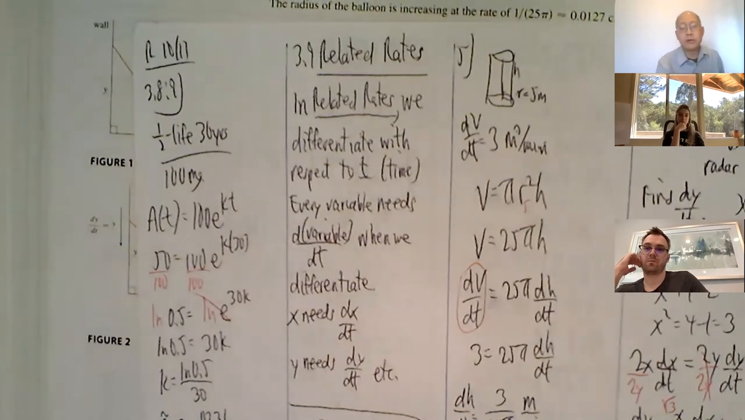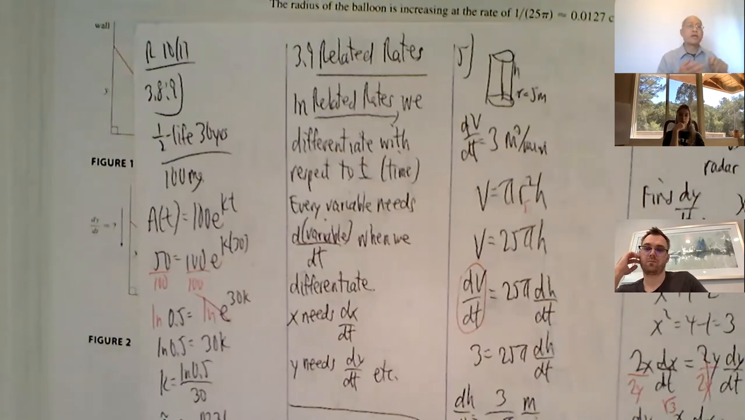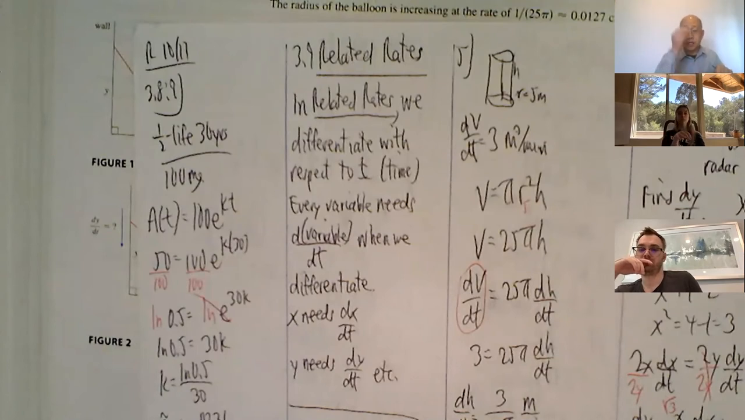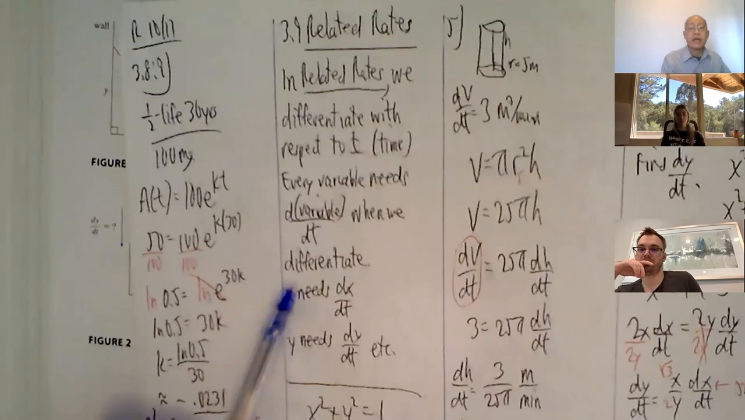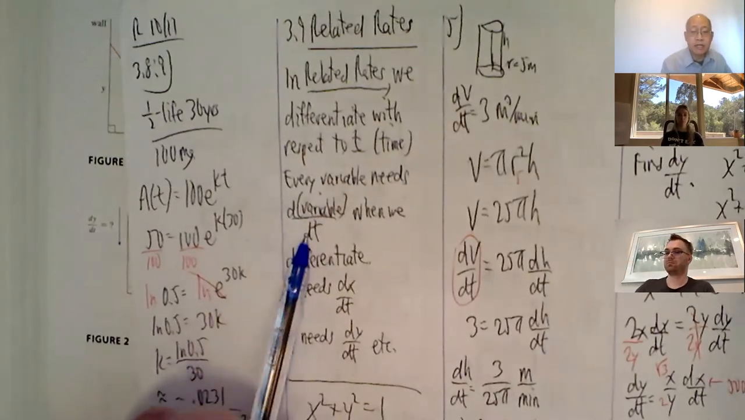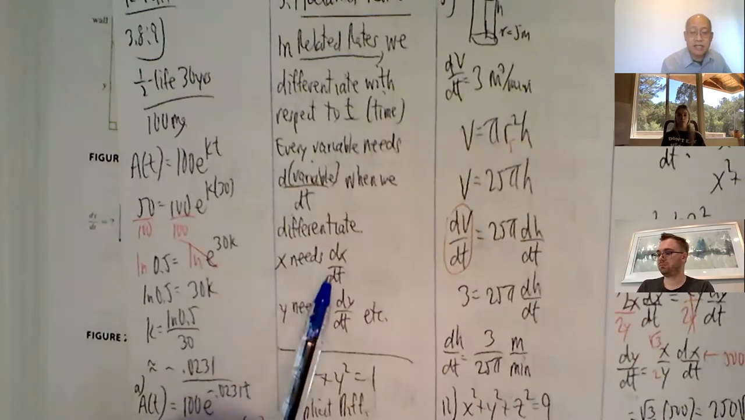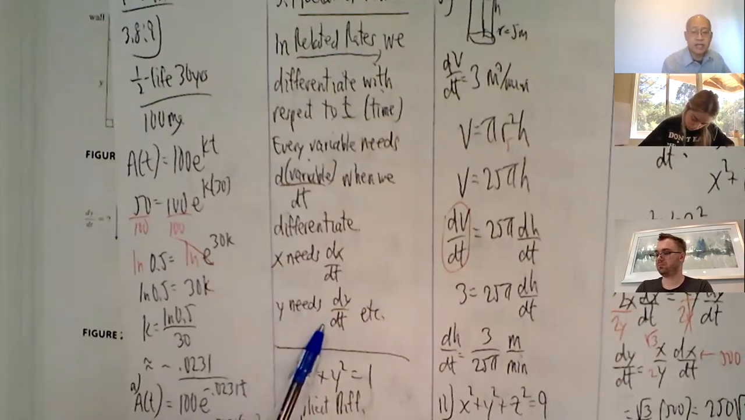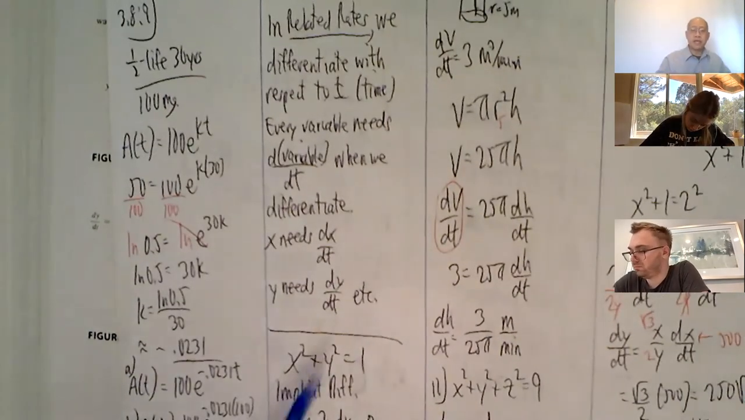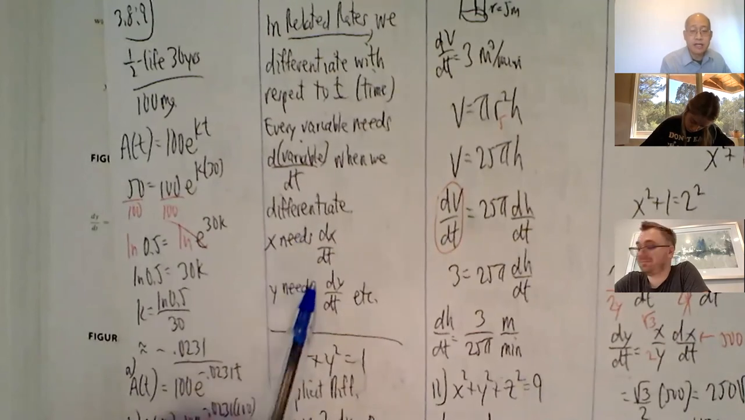Now, remember when we were doing implicit differentiation a while back, right? We said, okay, pretend y is a function of x. So if I take the derivative and there's an x, just take the regular derivative. But if there was a y, remember what happened? Like y squared. How do you differentiate y squared? You went 2y times dy dt, right? So every y needed a dy dt. So guess what? Now, every variable needs a d variable dt. So that means x needs dx dt, y needs dy dt, etc. So no variable is exempt. Every letter needs a d letter dt.